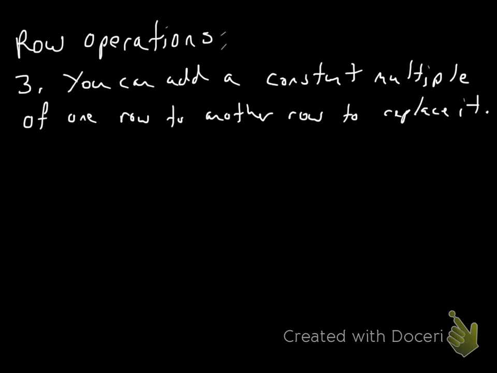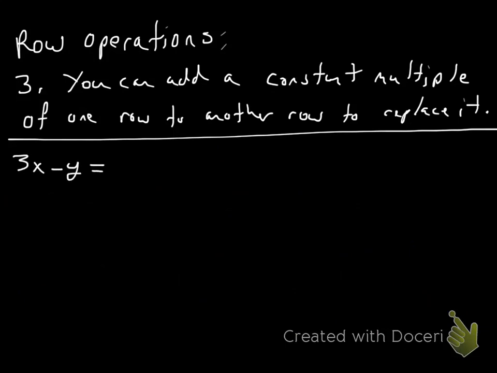Now the last row operation might be a little bit tricky. It'll take a little bit of time to get used to, but it's not bad. It says you can add a constant multiple of one row to another row to replace it. So basically we can multiply the top row by 2 and then add it to the second row, and that would replace the second row. We'll see what it looks like with just a system of equations, and it's something we do with the elimination method, but maybe we don't quite write it the same way.